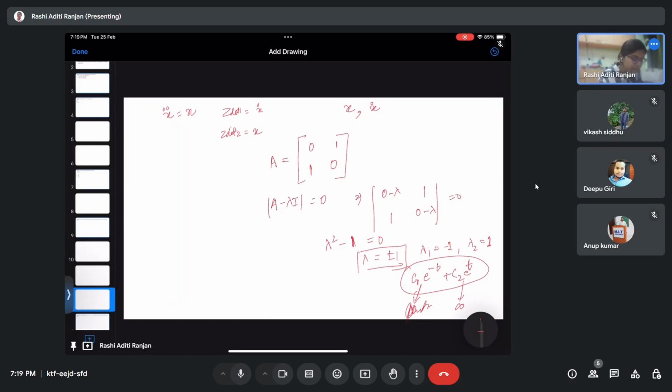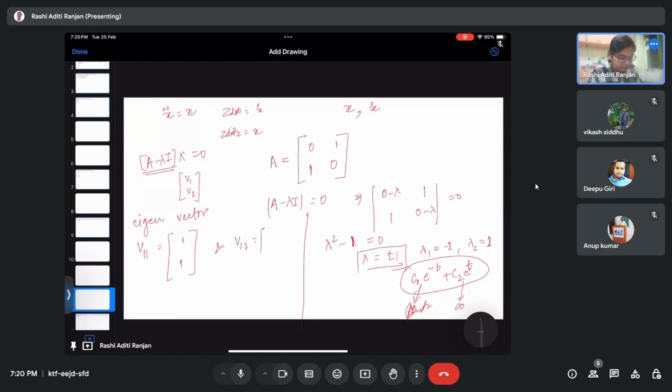It's very interesting. First we will find the eigenvectors. I hope you know how to find the eigenvector. Since A minus lambda I into x is equal to 0, we put lambda in the equation, assume the eigenvector as v1 and v2, and then find the eigenvectors. I'm writing it directly. The first eigenvector is 1, 1 and the other one is 1, minus 1.